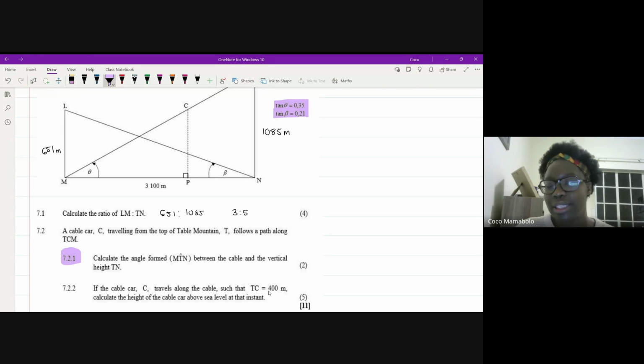So let's look at 7.2.1. I'm going to give you guys about 1 minute to do it. It's not that difficult, I promise. It says, calculate the angle found between the cable and the vertical height Tn.